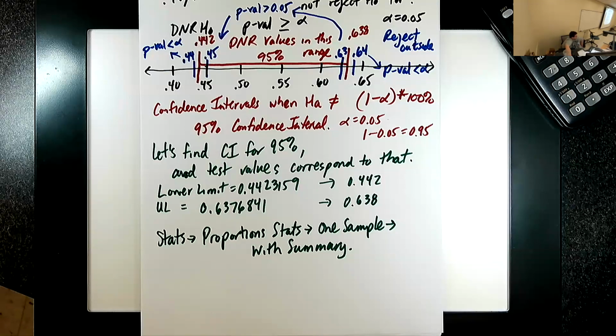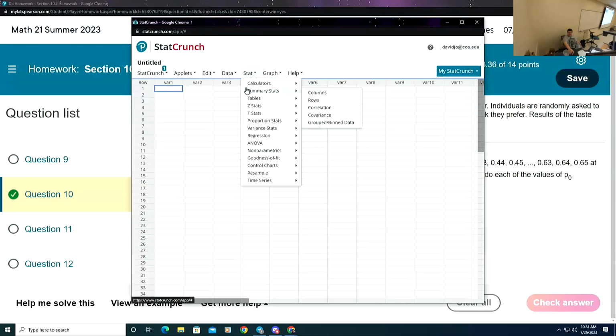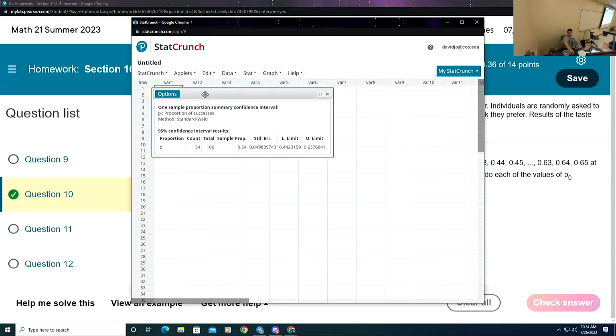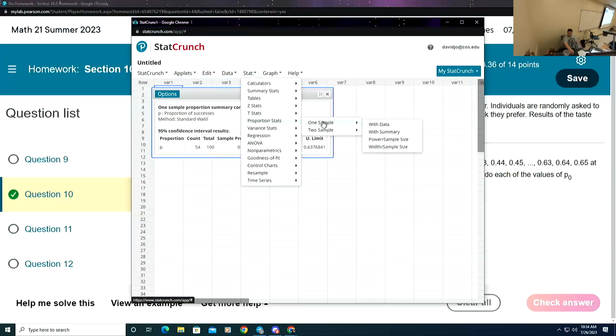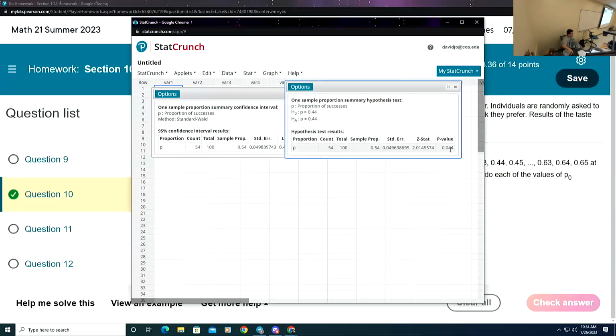Ready? All right. So they wanted us to test this. I'll leave that open. I think that's handy to keep open so we can see it and compare it. We're doing proportion stats, one sample with summary. We still have the 54 and the 100. I think that's what it was. And I said that 0.44 is going to be lower. Let's check that. If I do 0.44, what is my p-value? My p-value is 0.044. See how that's lower than the 0.05?